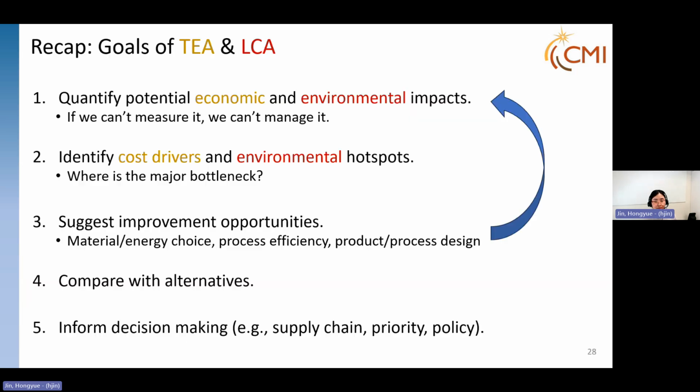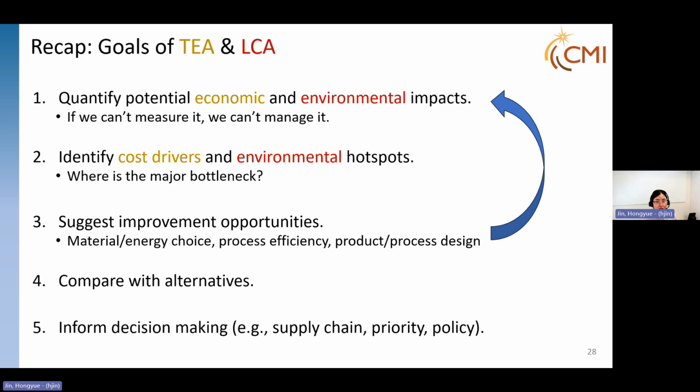compared to others. So through this example, we want to go back to our goal and check whether we have met those goals. The first one is to quantify the potential economic and environmental impacts. We did that. And then we wanted to identify what the bottlenecks are. Our bottleneck was primarily copper salt. And then improvements were made on recycling the copper salt. And then we compared with the alternative conventional technologies to see what the opportunities are. And then we can inform decision making.